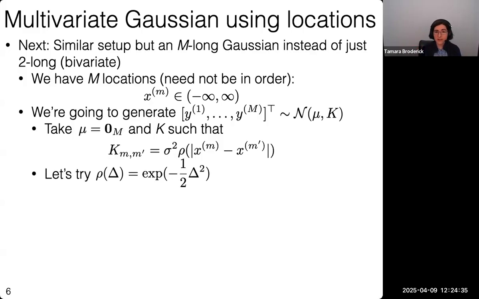Here's the correlation that we're going to try. This is my proposed function. This is the correlation when I have some distance delta between 2 x values. This is another one for the chat. Can anybody tell me in the chat, if I take this particular rho function, what rho of 0 is equal to?